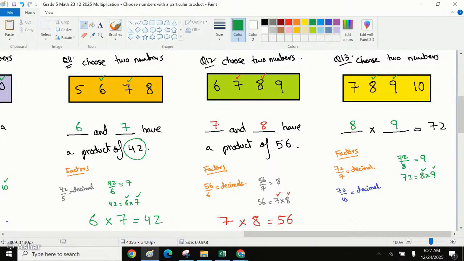Or in words, we can say that 8 and 9 have a product of 72. In words, this would be our answer. In an equation, we write 8 multiplied by 9 equals 72. Okay, let's go to some questions. Let's try a few questions from the test. Let's go to the test and do some questions.